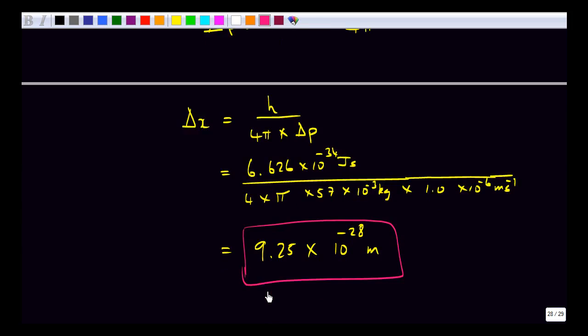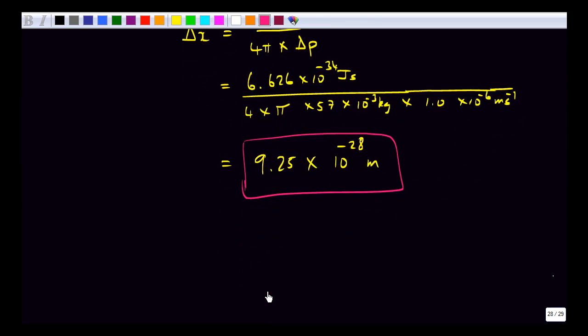But let's now move on to a much smaller object like an electron. So you can ask the same question again. So what is delta x now for an electron, and we'll assume the same velocity as our tennis ball up there.